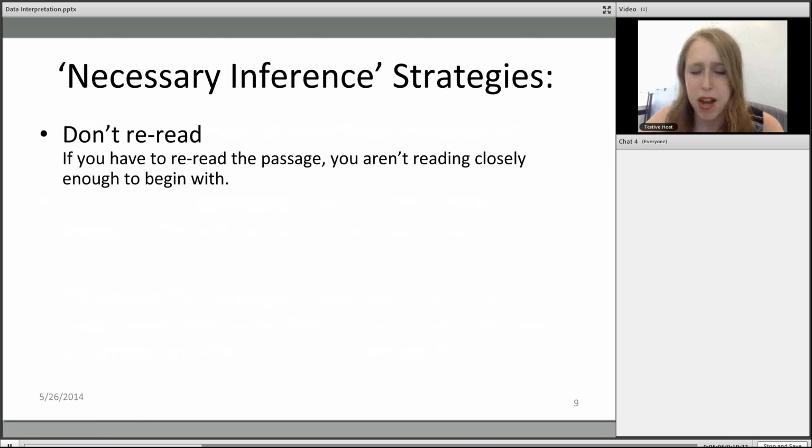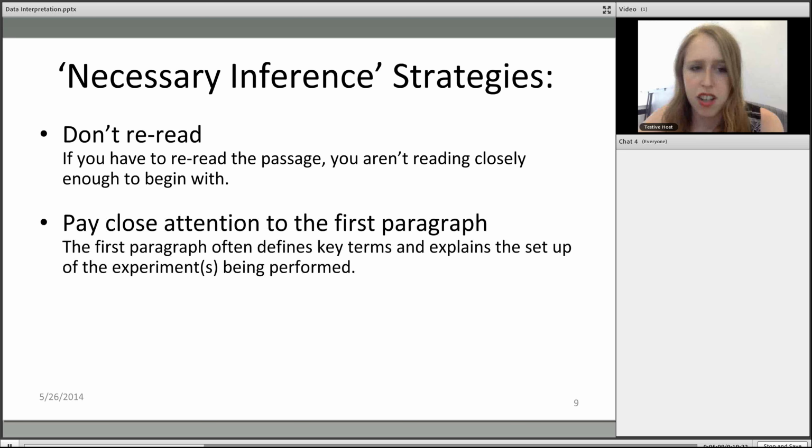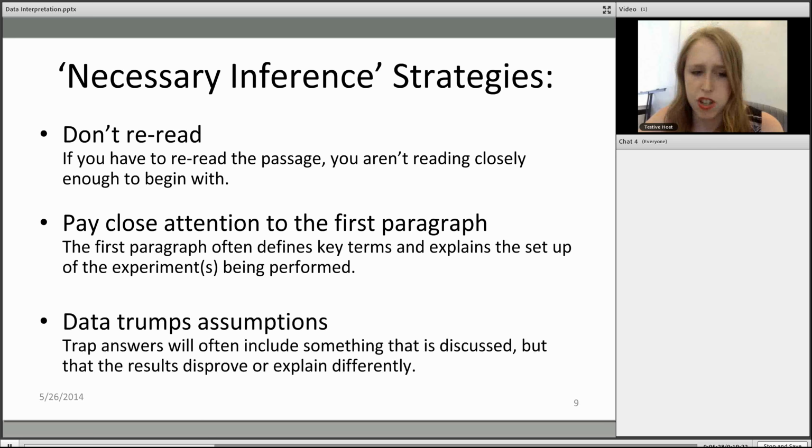If you're rereading the passage, you weren't reading closely enough to begin with, and you're wasting a lot of time. You want to be efficient. You want to pay attention to the first paragraph. The first paragraph is usually going to define some key terms and set up the experiments. So you're going to see a lot of setup in the first paragraph, and then you'll either just have charts and tables, or you'll have a couple more paragraphs. You also want to make sure that you're looking more closely at data than assumptions.